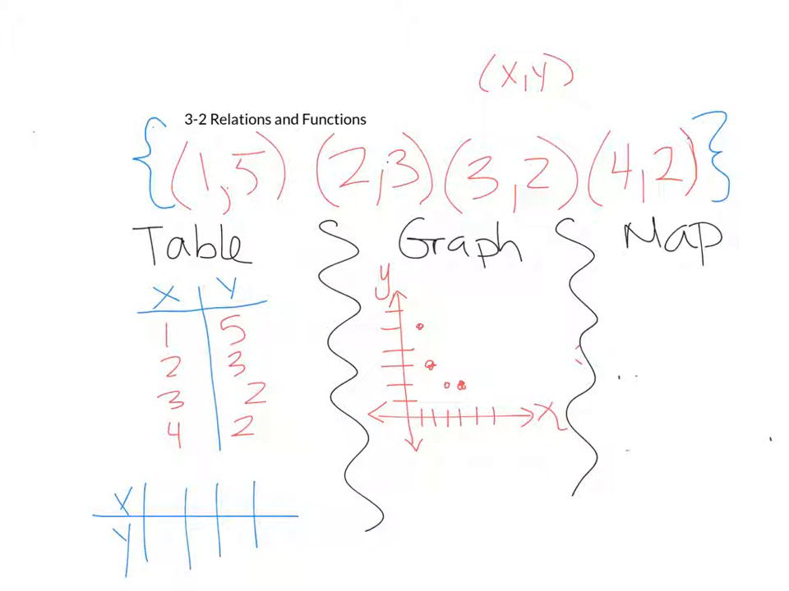Make sure we have our arrows on our graph to show it continues. I don't like when people make a coordinate grid and draw a box around it. Do not do that, because that's closing it in. It's like it's not going on forever.